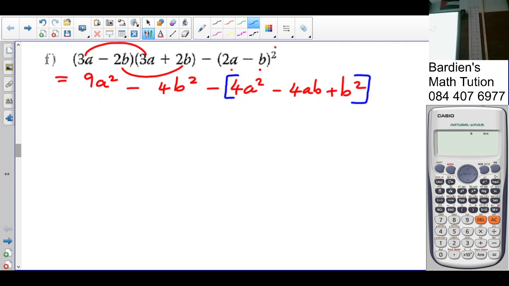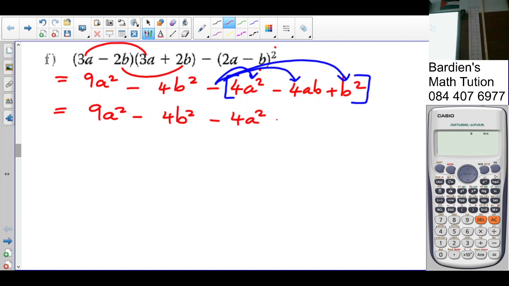You all okay with that? So now we get rid of the bracket. So what do we get now? 9a squared minus 4b squared. Multiply the negative in, what do we get? Negative 4a squared plus 4ab minus b squared.